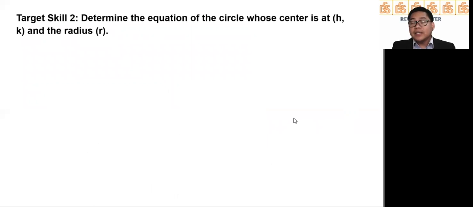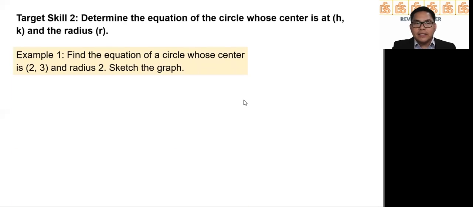For target skill number 2, determine the equation of the circle whose center is at (h, k). So we do not know its coordinates, so it's any point on the Cartesian plane. It could be in the first quadrant, second quadrant, third quadrant, or fourth quadrant.